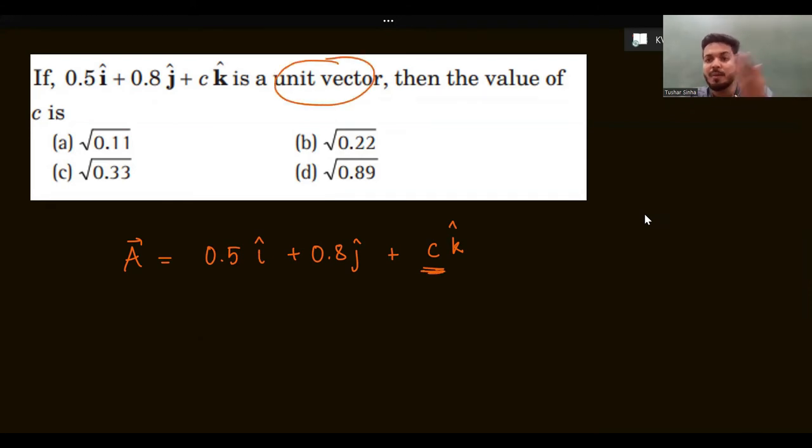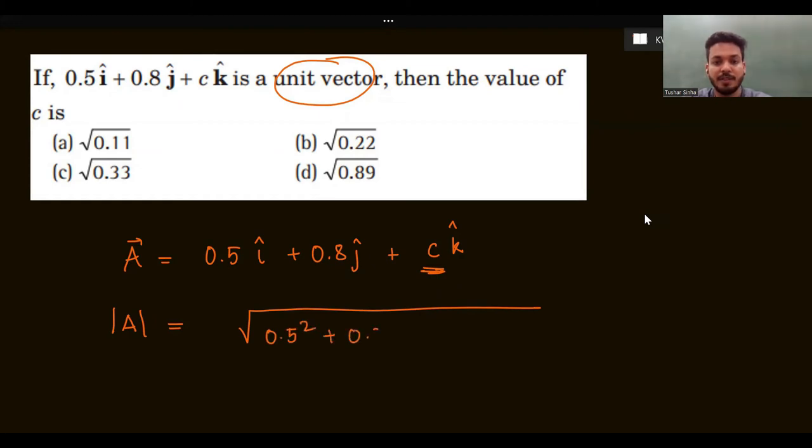So what is the property of unit vector? A unit vector is a vector whose magnitude is 1. So all I have to do is find out the magnitude. And how do I find out the magnitude? Square all the components, add them and take a square root. So this is nothing but the square root of 0.5 square plus 0.8 square plus c square, and this will be equal to 1.